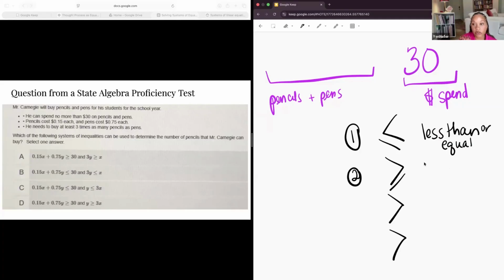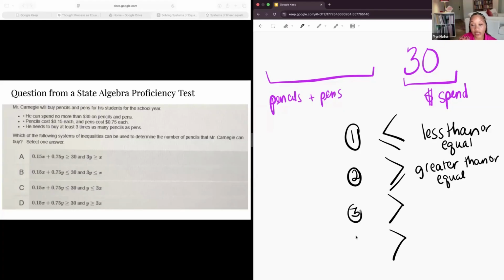The second symbol is greater than because the big side comes first if you look carefully from left to right. So this is greater than or equal to. That means all values greater than 30 all the way to infinity. That means it doesn't stop. Okay. Any value greater than 30 as well as 30 itself.